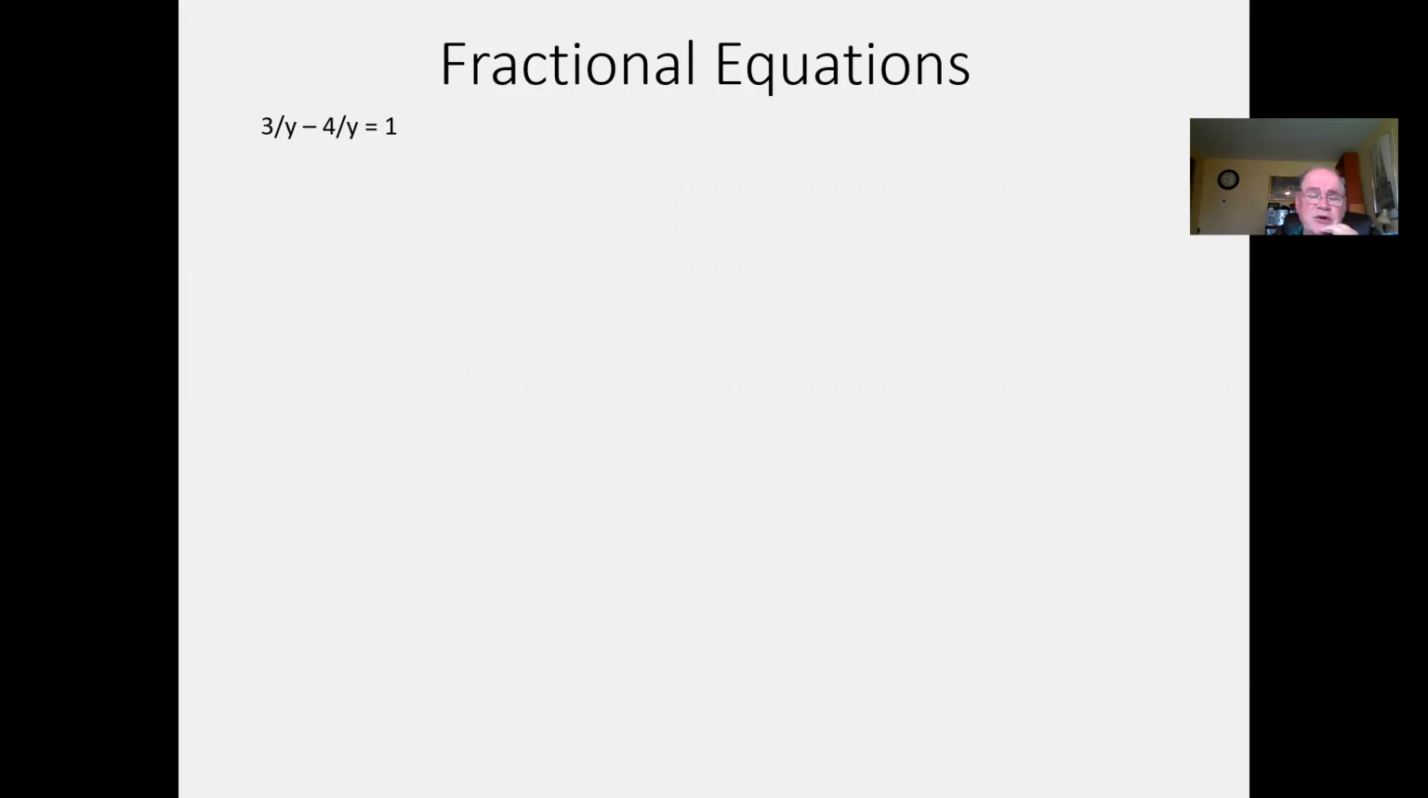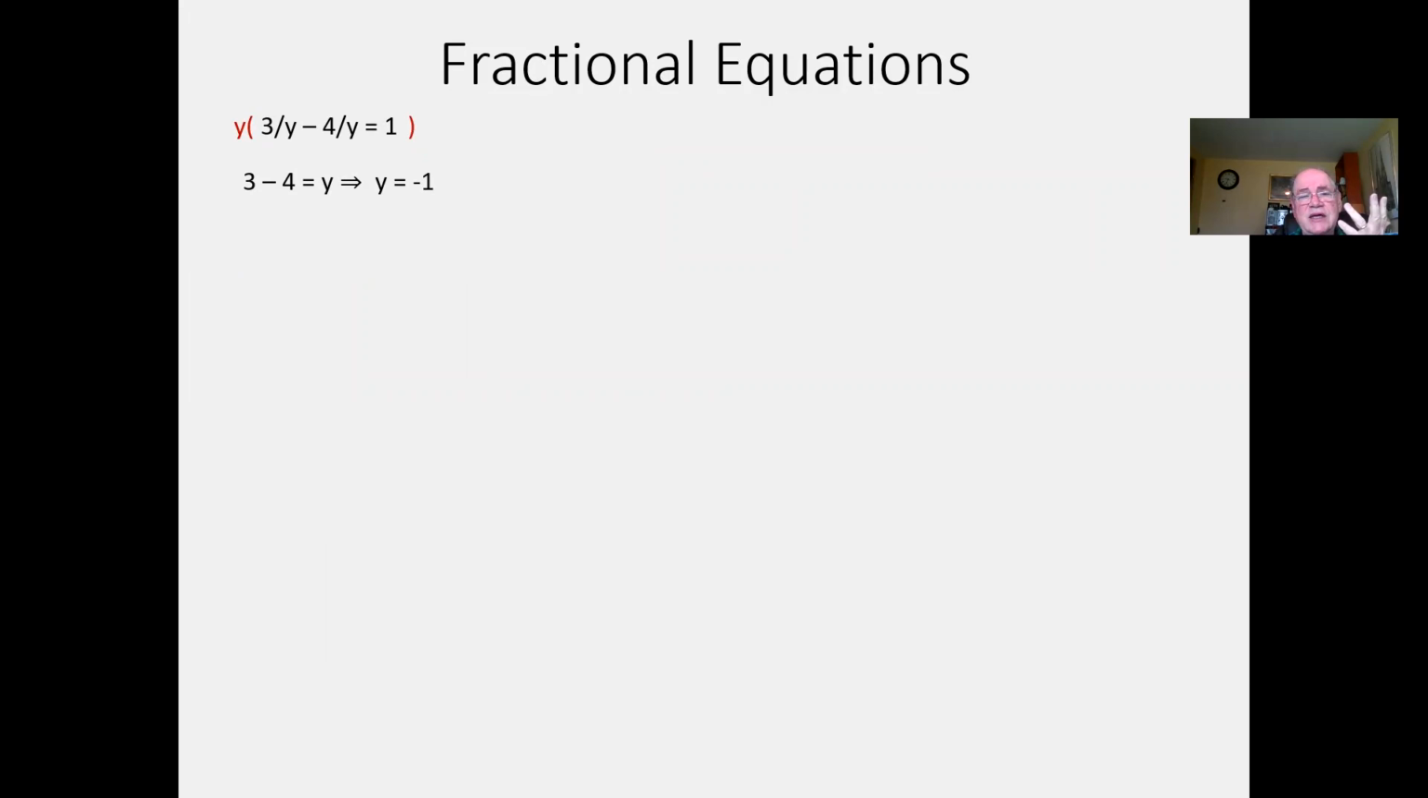Fractional equations here, we want to multiply through with a common denominator. Common denominator here clearly is y. And multiplying through, you get a 3, you get a -4, and you get a y on the other side. Well, 3 minus 4 is -1, and there's our solution.